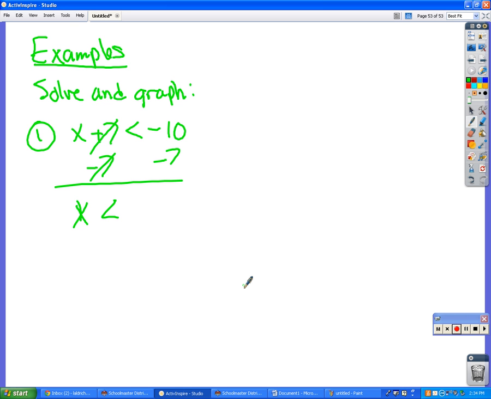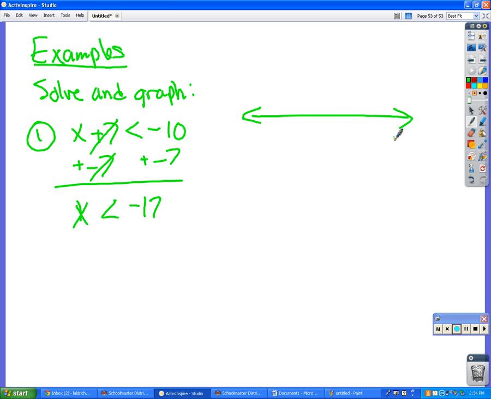Emily, we talked about this. So negative 10 and negative 7 make how much together? No, because what I'm doing here is what we talked about. I'm really adding a negative 7 to both sides. So the signs of these two numbers are the same. So it's going to be negative 17 because I add the numbers and keep the sign, okay? So that's my solution. Now I'm going to graph it.